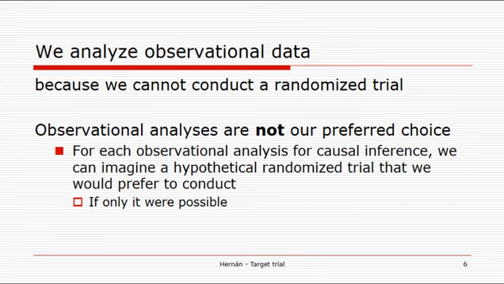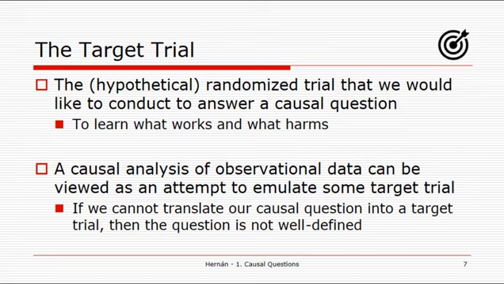That trial is our target of inference. That is why we refer to it as a target trial. So the target trial is the hypothetical randomized trial that we would like to conduct to answer a causal question. Because we cannot do it, we use the observational data to try to emulate that.